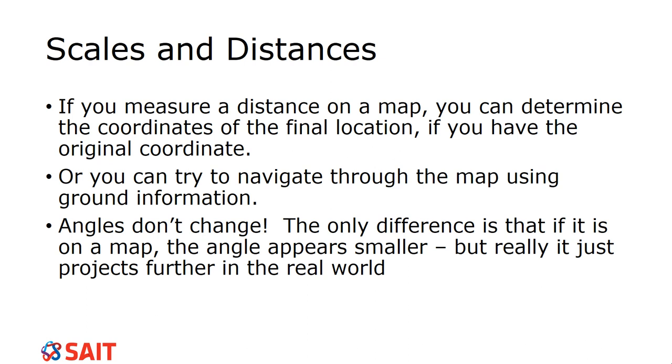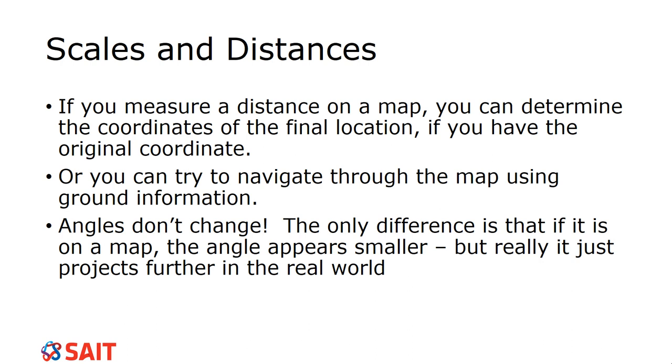The nice thing about angles is that they don't change. Whether it's on a piece of paper or in the field, they're still the same angle. The only difference is that on the map, the angle just isn't as big. It's like scaling it down to the smaller part, but I don't actually apply a scale to it though. It stays the same. So 360 is always 360.